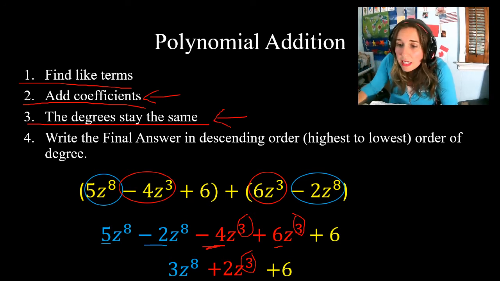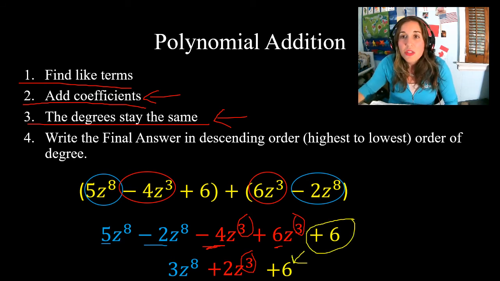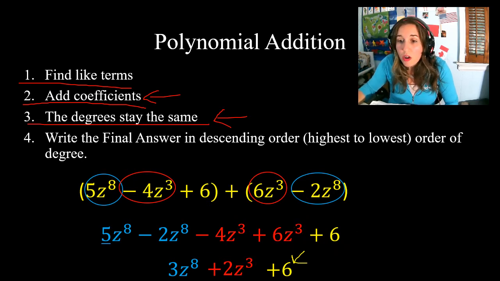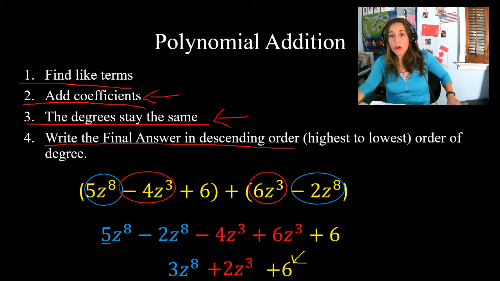And then finally, we just had this little 6 hanging out over here. We have nothing to combine him with, so he just hangs out at the end over there. The last step, of course, is to make sure that we have written our final answer in descending order. That just means highest to lowest order of degree.